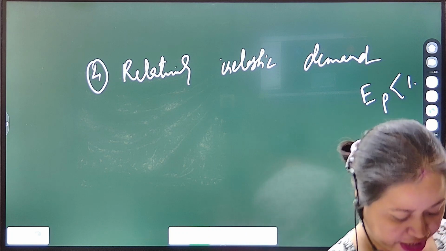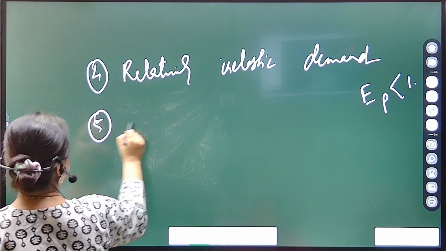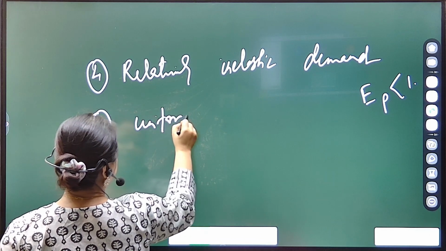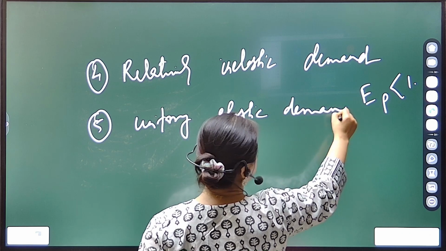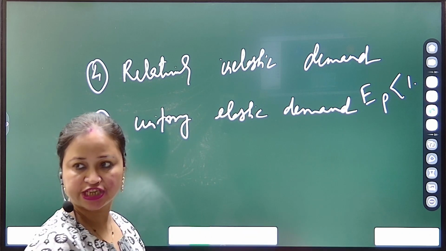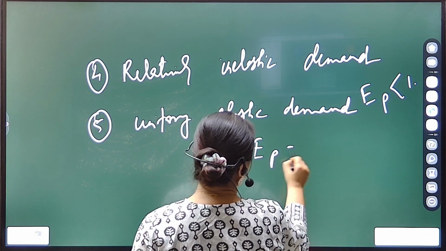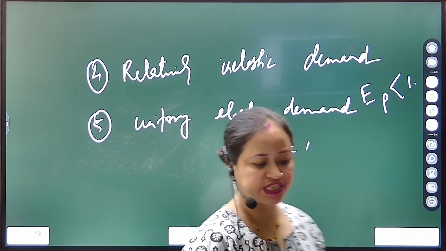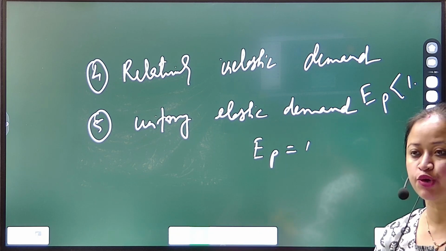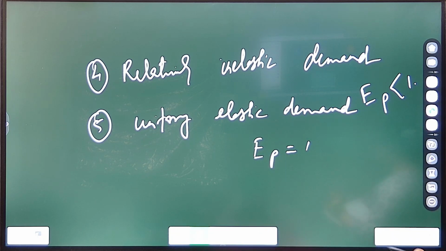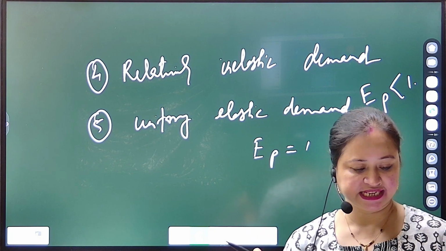Now number 5, unitary elastic demand. Unitary elastic demand. So proportionate change in price is equal to proportionate change in demand. So here EP is equal to 1. That is your unitary elastic demand. So if the proportionate change in the demand is equal to the proportionate change in its price, it is said to be unitary elastic demand.